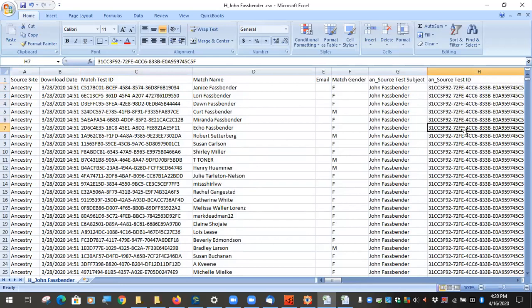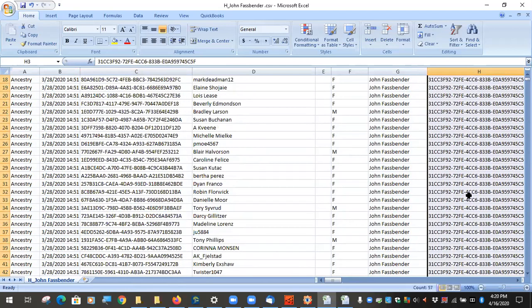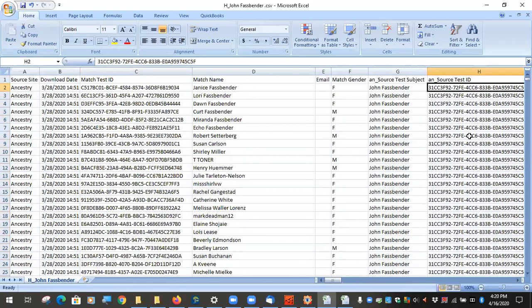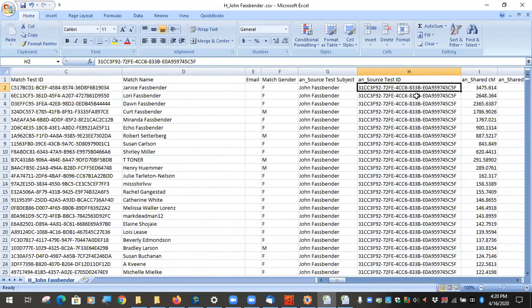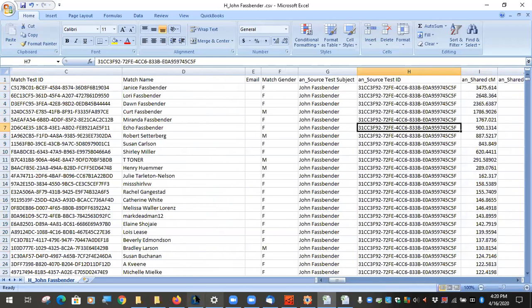Column C? Column H. It's the same number for each one. This is me. This is my match file. Slide it over. Source test. Yeah. Thank you. And then here's the amount of DNA I share with each one.